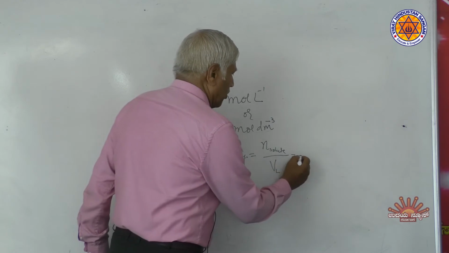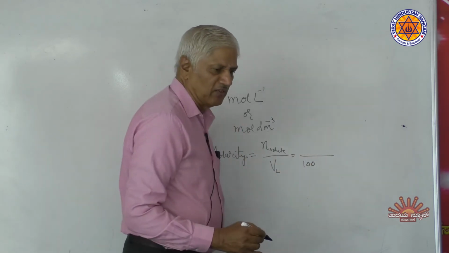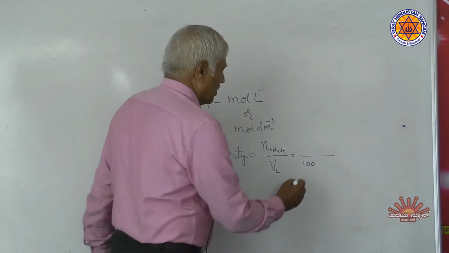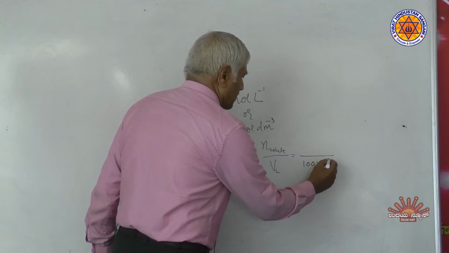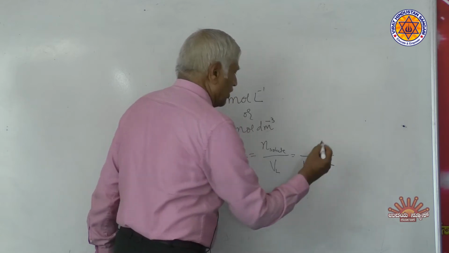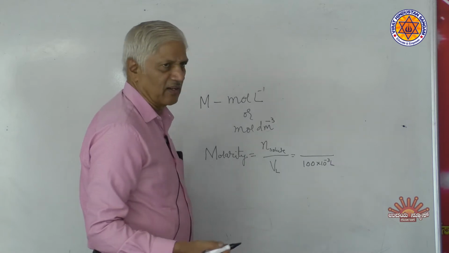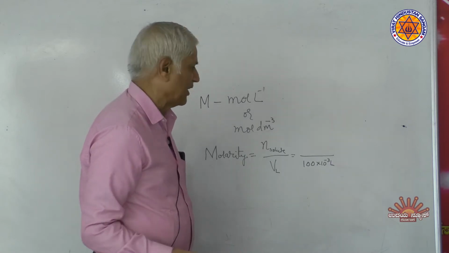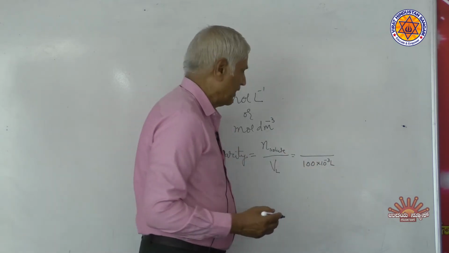We have given the volume in ml, is it? ml means milliliters. What do milli stand for? 10 to the power of minus 3. Then milli goes off, only liters left. Milliliter, 10 to the power of minus 3 liter. So we have expressed the volume in liters.